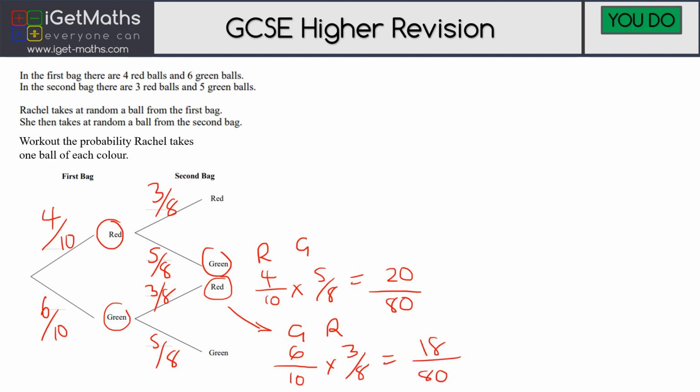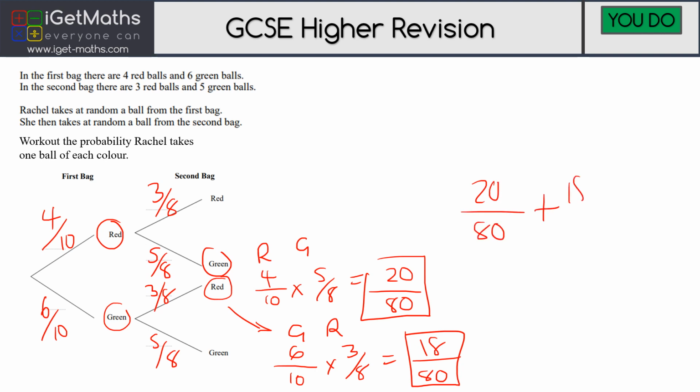And if you've got two outcomes at the end of each branch, then you add them together, and that'll give you 20/80 plus 18/80, which will give you 38/80 to get one ball of each color.